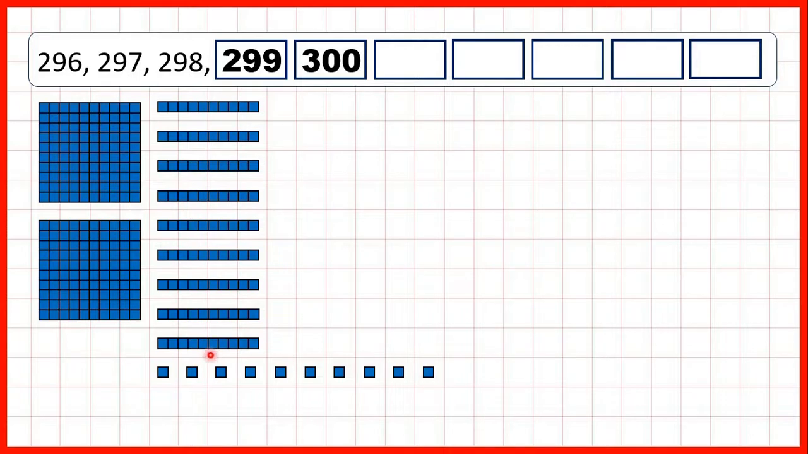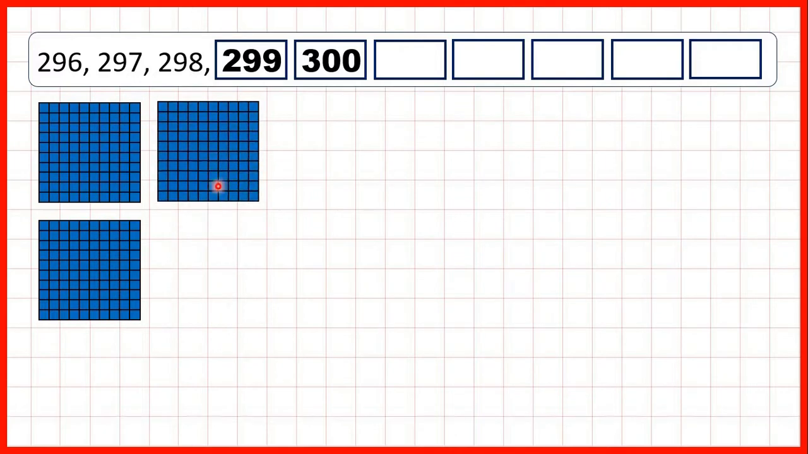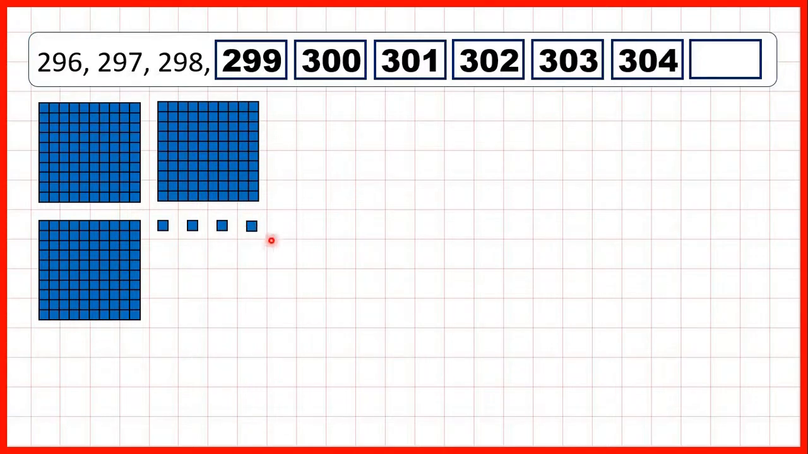That's because we've now got 10 ones, so we can exchange those ones for 1 extra 10, but doing that gives us 10 tens, so we need to exchange those 10 tens for an extra 100, meaning that we have 3 hundreds, no tens and no ones. So if we continue counting in ones, we get 301, 302, 303, 304, 305.